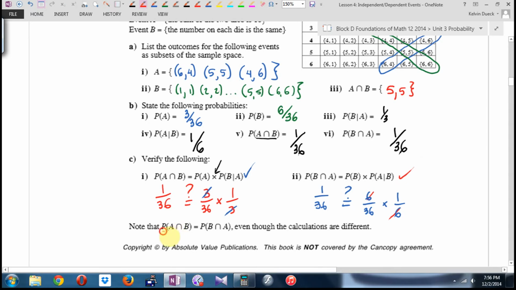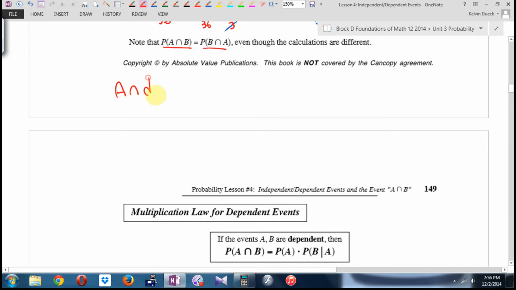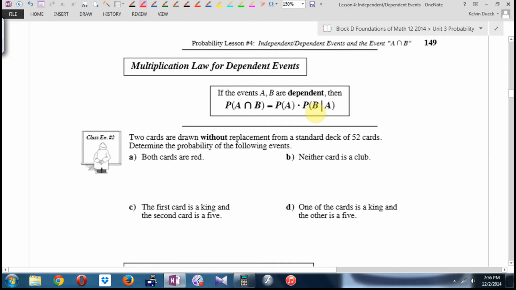Also, note that no matter what order you do the and in, you get the same answer. Even though the calculations along the way are different, we got 1 out of 36 for both. So this is going to give us another one of our probability formulas. The short version is and means multiply. Here it is. Turn the page. The multiplication law for dependent events. If they're dependent, the probability of A and B is the probability of A times the probability of B given that A occurred.